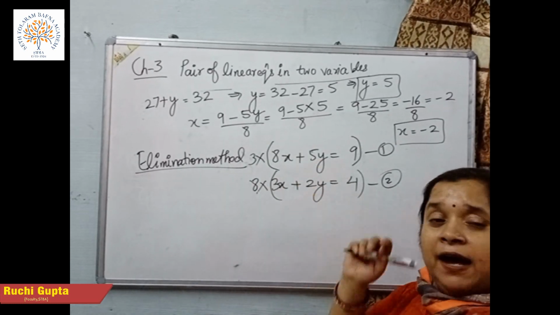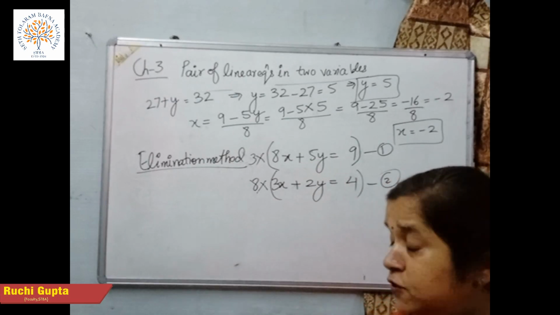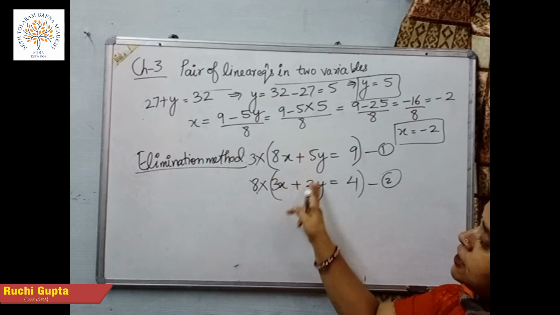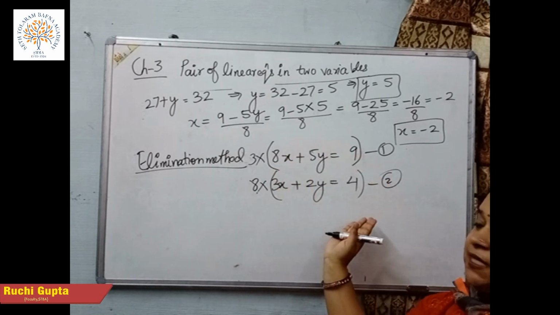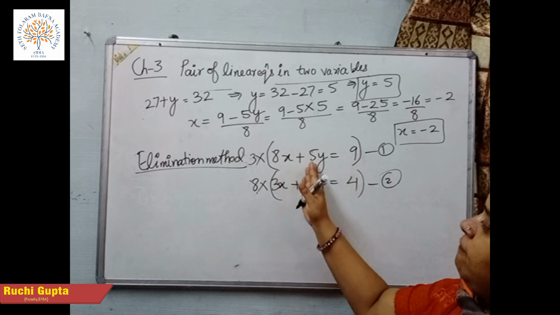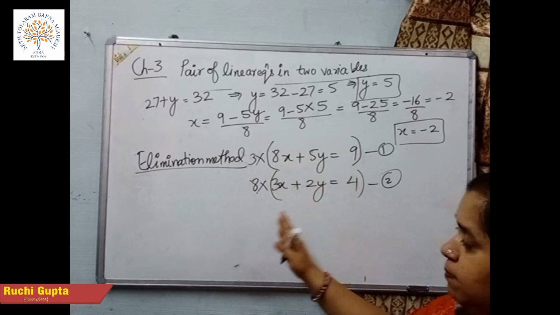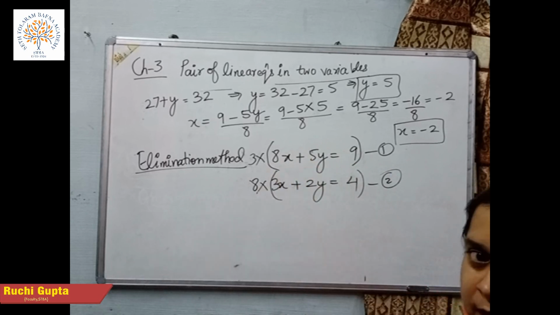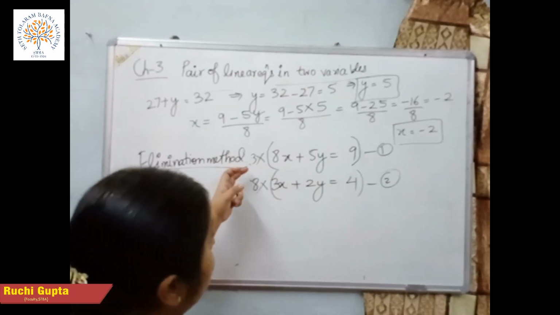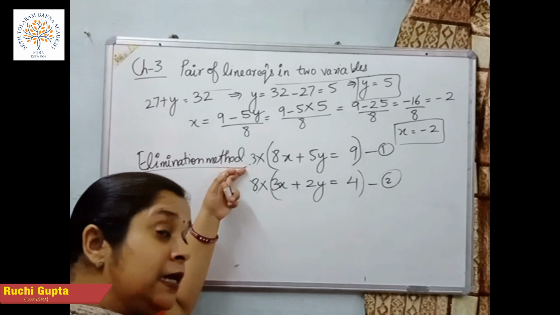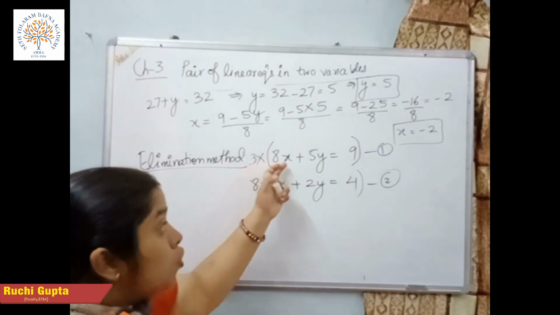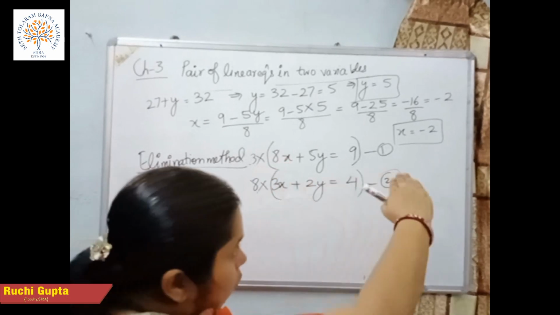If suppose I want to eliminate y, then I multiply the first equation by 2 and the second equation by 5. Means I interchange the values of y. But now I am eliminating x. Okay. But the most important thing you have to remember is that we have to multiply the whole first equation by 3, not only the first term but the whole equation.